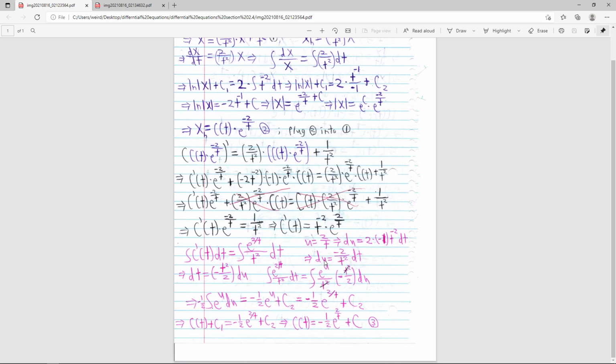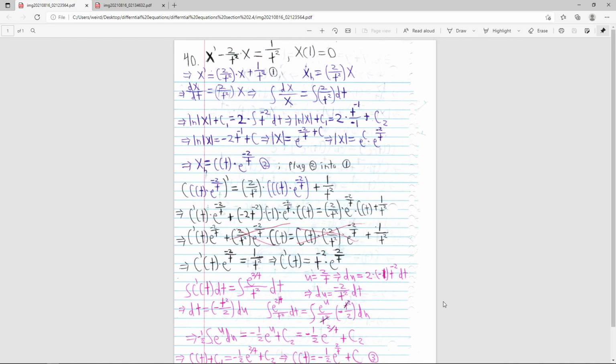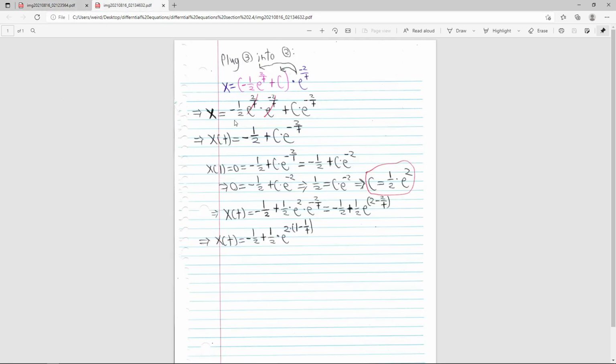When integrating this, we had to do u substitution. Our work eventually produced c of t equals negative 1/2 times e to the 2t plus c. So negative 1/2 times e to the 2t plus c, as I said, we have to plug that into 2 again like before. So negative 1/2 times e to the 2t divided by t plus c times e to the negative 2 divided by t. Negative 1/2 times e to the 2t times e to the negative 2t, those will cancel out. That's plus c times e to the negative 2 divided by t.